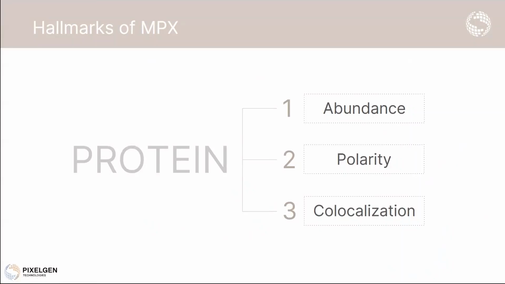Talking about the hallmarks of MPX, then we like to divide them into 3 sections. So by now you know that we're looking at the cell surface proteome. And for this, we can really assess abundance. We've already talked about that. But then we have 2 spatial metrics. So it's the polarity and the colocalization score, or the colocalization.